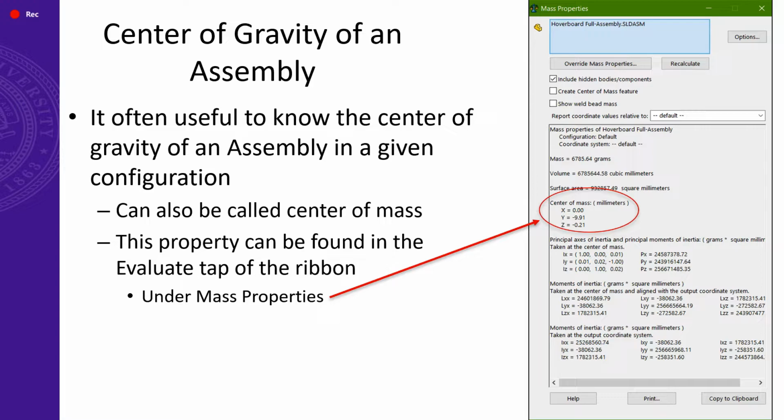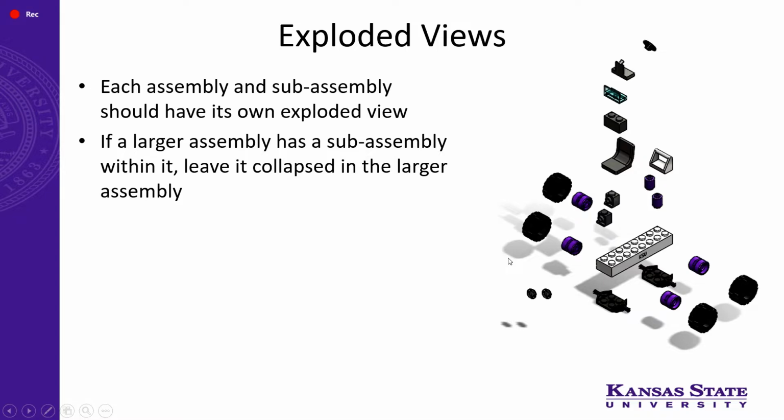And basically you just go to the Evaluate tab and then click Mass Properties, and it's going to pop up all this stuff, very similarly to how it would be in a part.